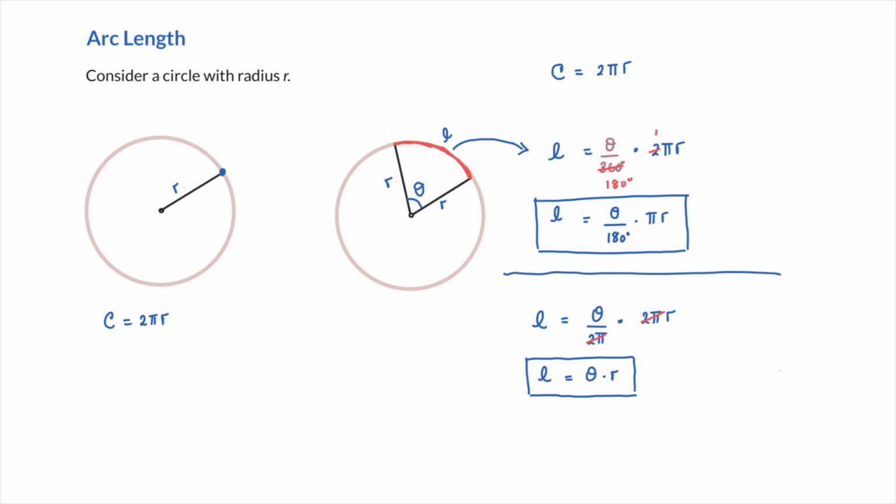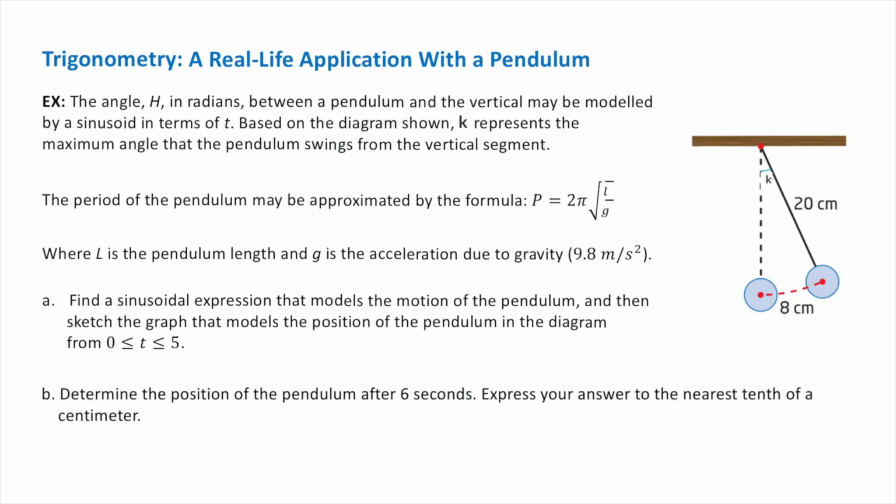Now on to the pendulum. Let's read the main bulk of the problem, and then we're going to start thinking more carefully. We're going to even look at an illustration in just a few minutes, and then we're going to start answering A and B. So the problem goes like this. The angle H in radians between a pendulum and the vertical may be modeled by a sinusoid in terms of time t. Let's see what that means.